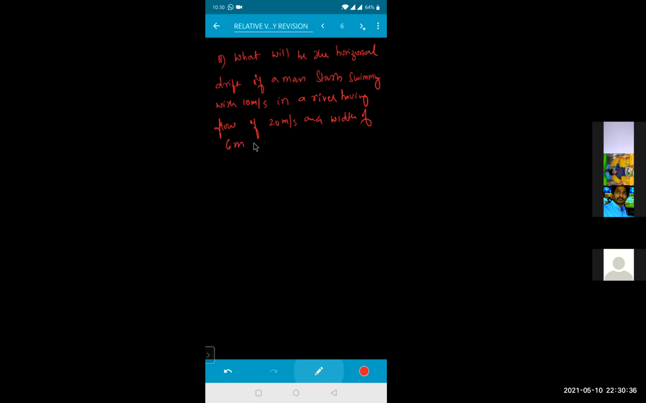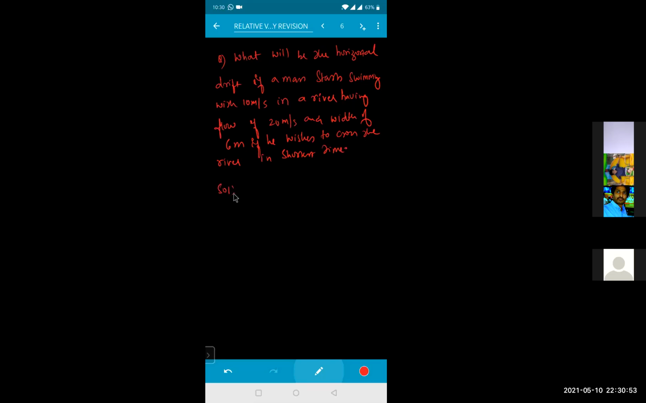What will be the horizontal drift if a man starts swimming with 10 meter per second in a river having flow of 20 meter per second and width of 6 meter, if he wishes to cross the river in shortest time.